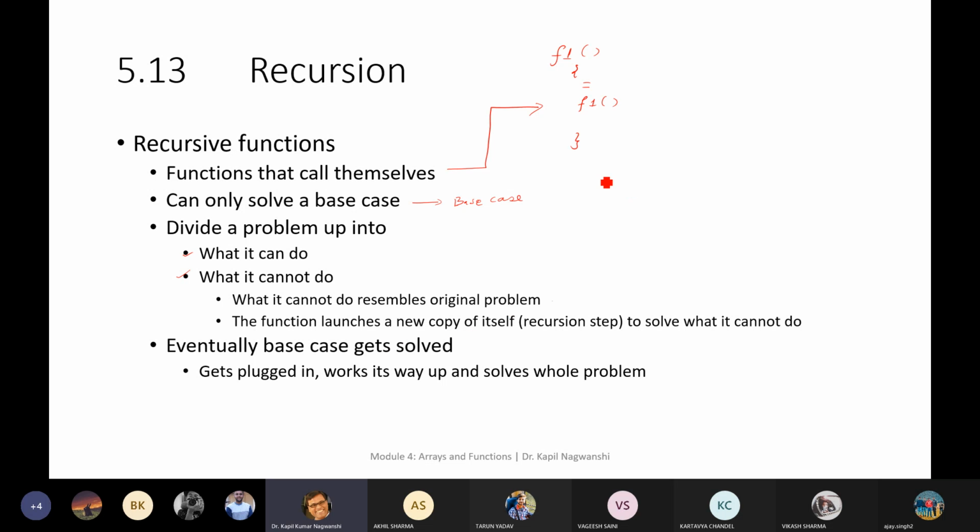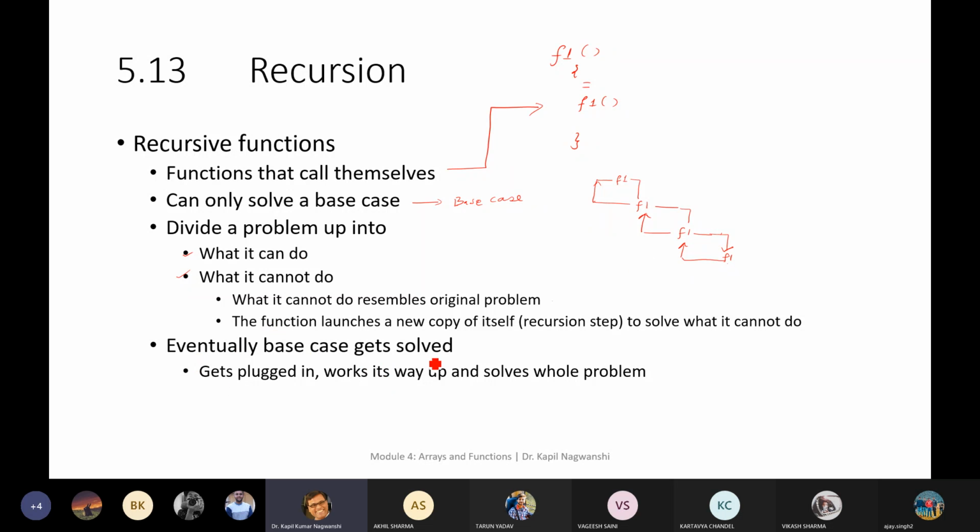Suppose this is function 1, and then function 1 will call function 1 again. Then this function will again call function 1. So this is the step of how the function will call, and then this will return to this, this will return, and finally it will return to this function, and the outcome or output will come here.